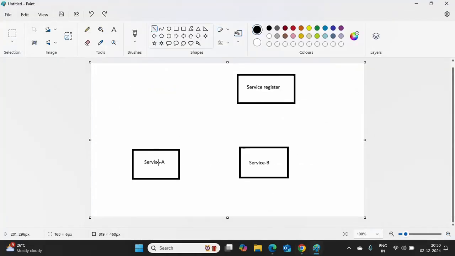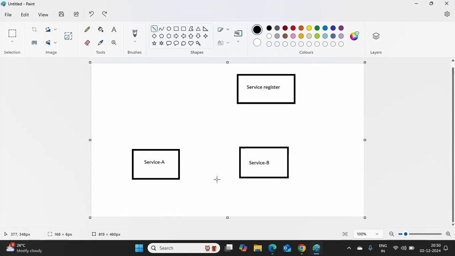Okay. Now, if service A wants to interact with service B, usually in client-side, the client is going to take the responsibility of getting the information of the remaining service. Service A will interact with the service registry and get all the information of service B, and it will make the call to service B.